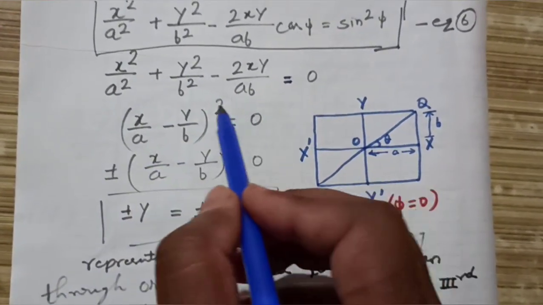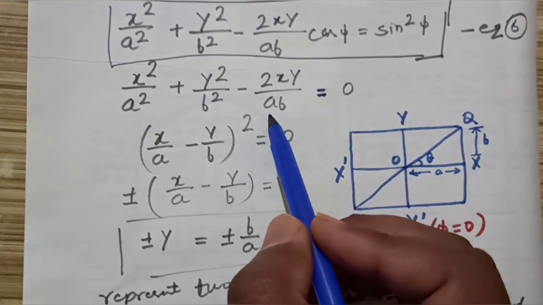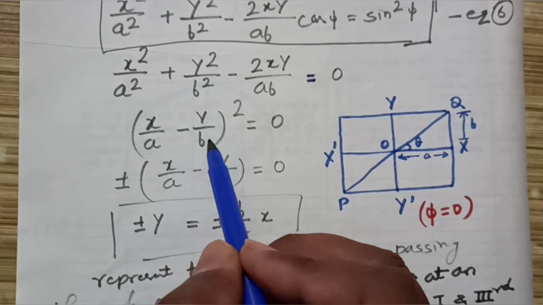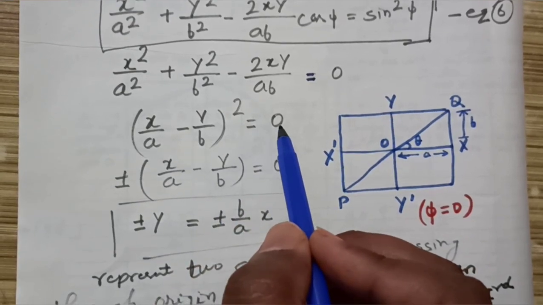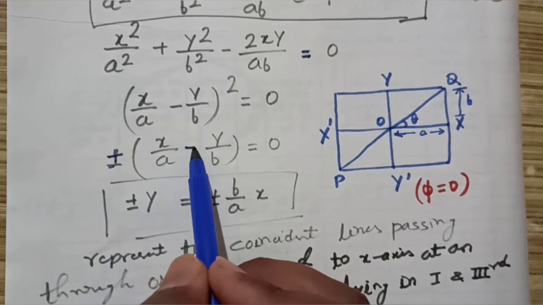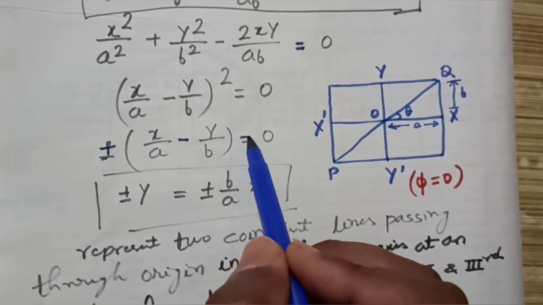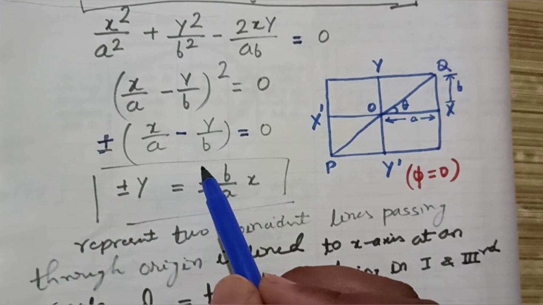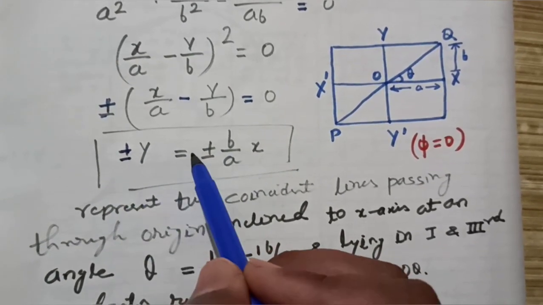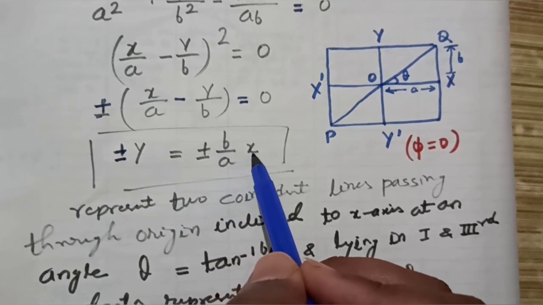If you just look at this equation, you will obtain an equation representing the square of x upon a minus y upon b, and it is going to be 0. So we can just write plus minus x upon a minus y upon b is equal to 0. If we solve this equation again, you will see that y is equal to plus minus b upon a times x.